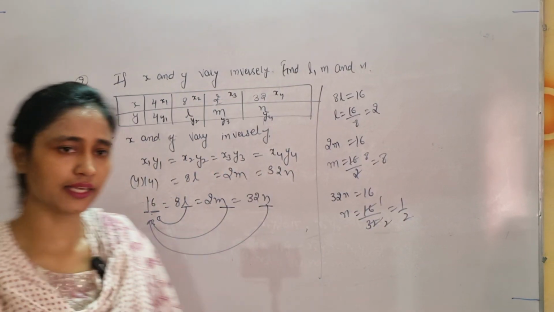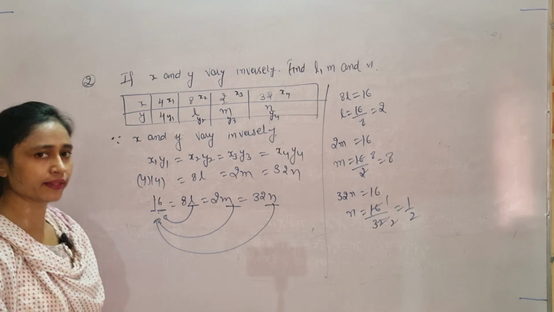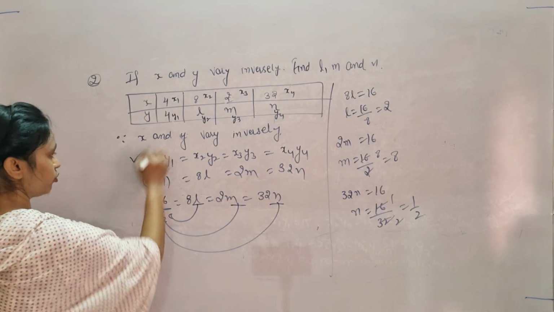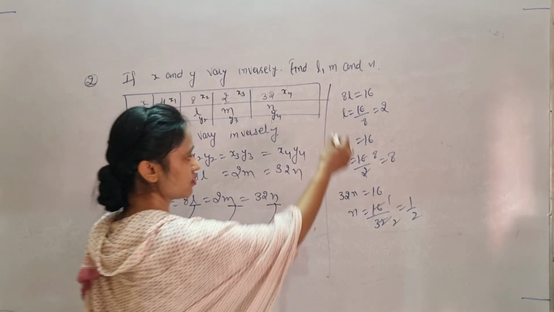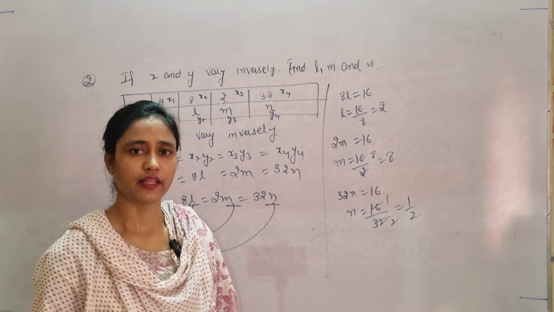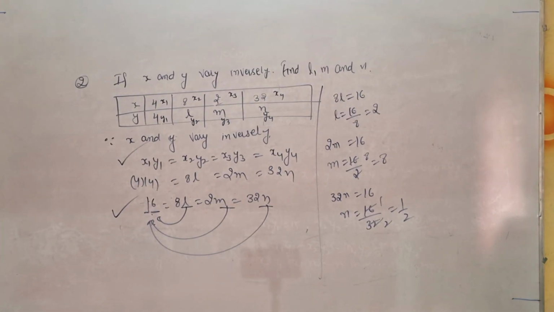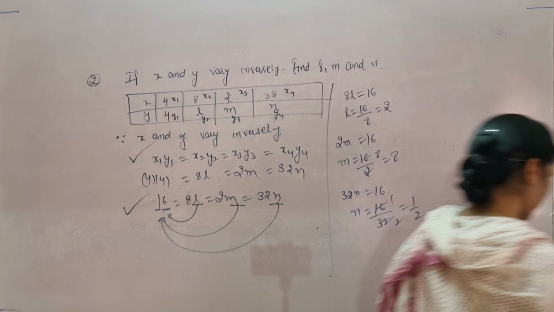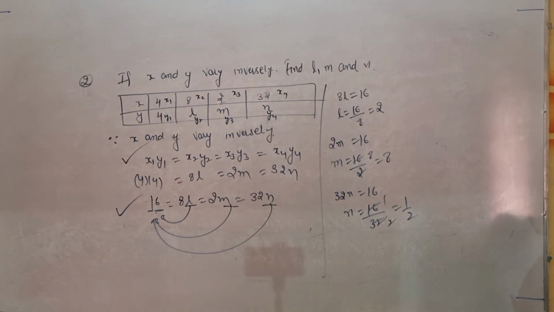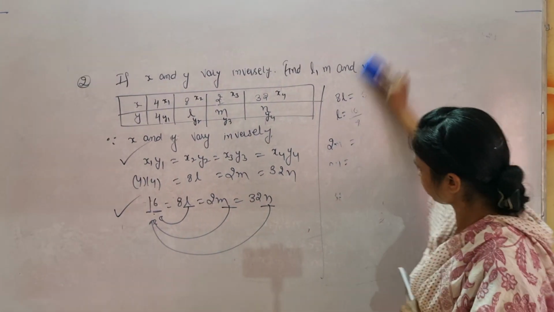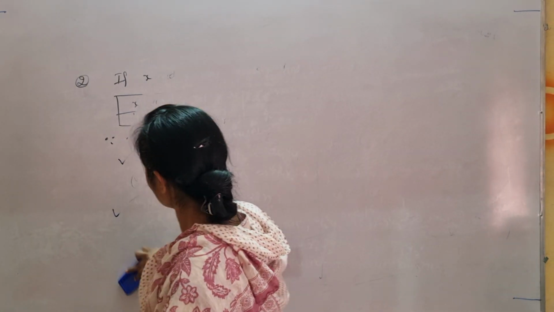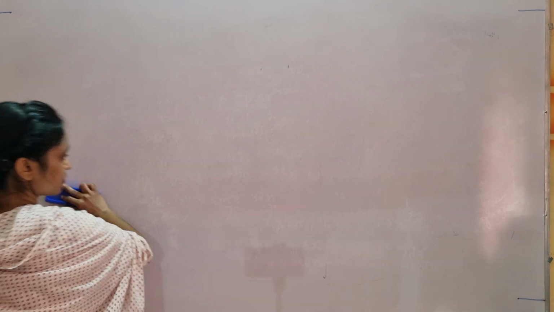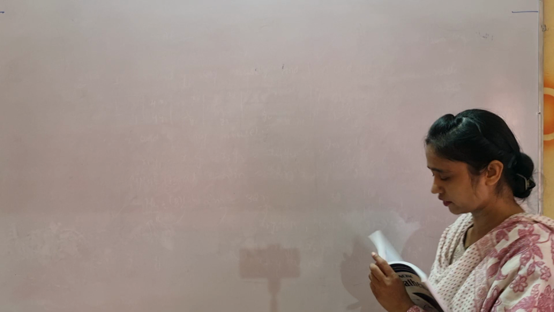Okay, so we got the values of L, M and N by applying the given condition. What was given there? They have given that x and y vary inversely. We have used that condition and done the calculation for that expression and got the values of L, M and N. I hope this sum is clear to you. See the third sum now.